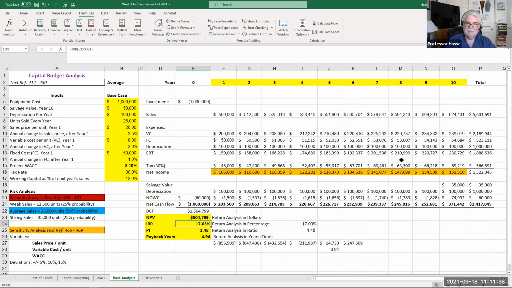17.03%. So we're generating $504,799 of profit in today's dollars on the investment at a rate of return of 17.03%. That's compared to our investment cost of 8.1%. Sounds pretty good. That's our return in a percent.